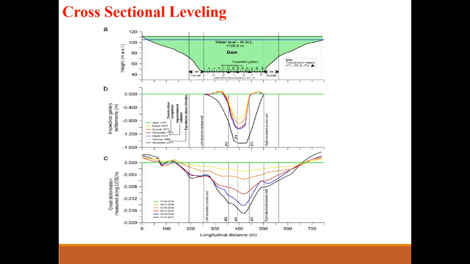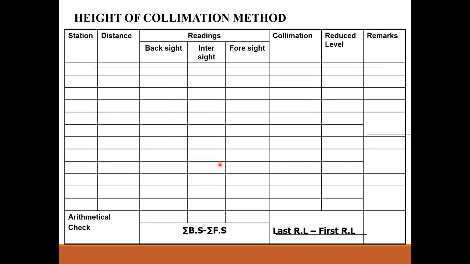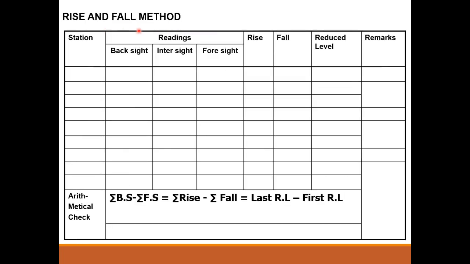This was the example of cross-sectional leveling. Two methods were discussed, the height of collimation method and rise and fall method. We solved a single example by both of these methods one by one in the previous lecture. This was the table of height of collimation method and rise and fall method.